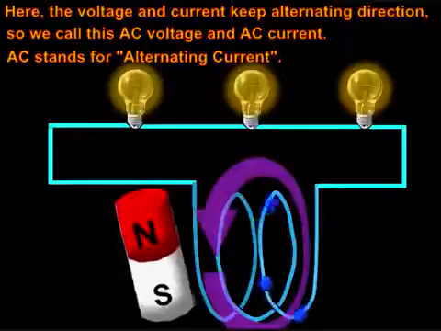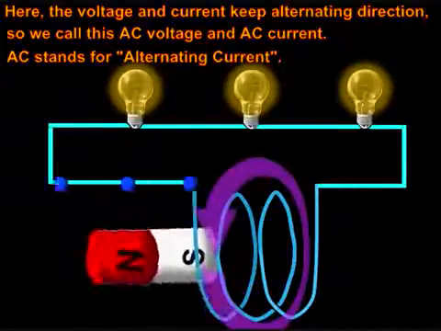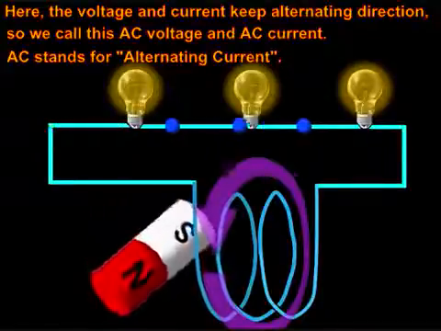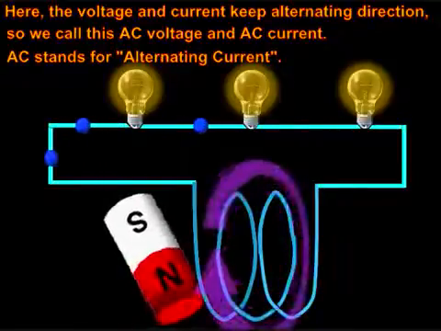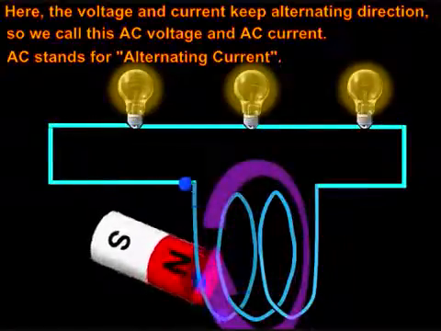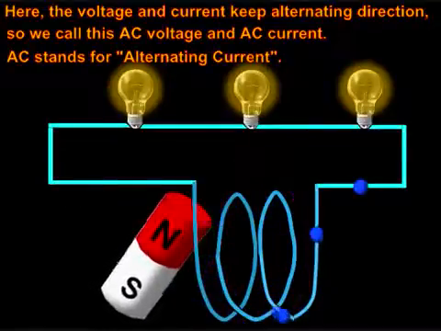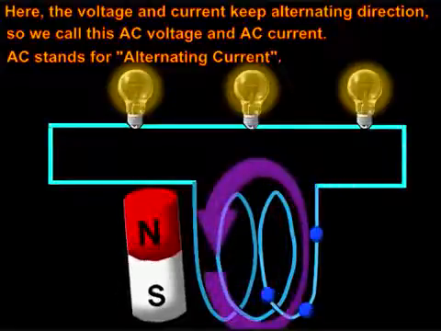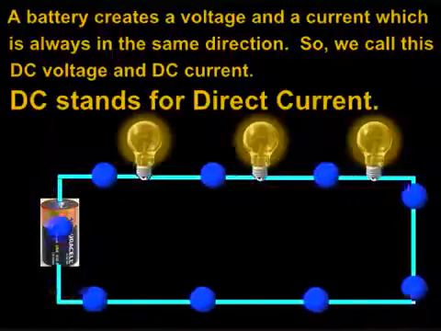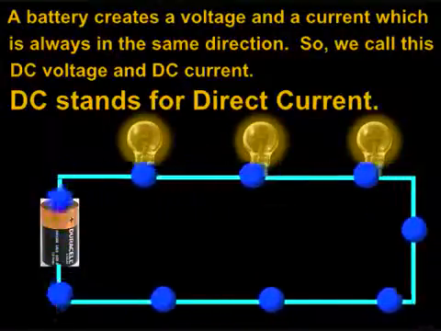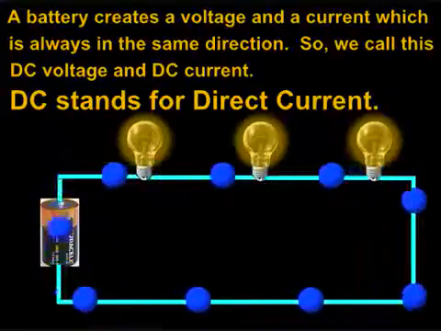Here, the voltage and current keep alternating direction, so we call this AC voltage and AC current. AC stands for alternating current. A battery creates a voltage and a current which is always in the same direction. So we call this DC voltage and DC current. DC stands for direct current.